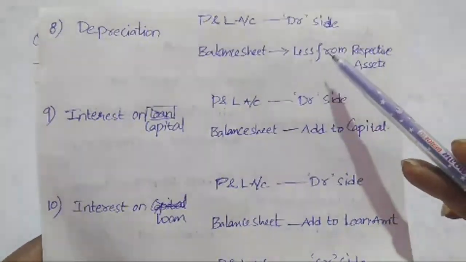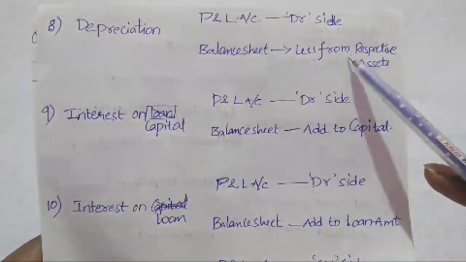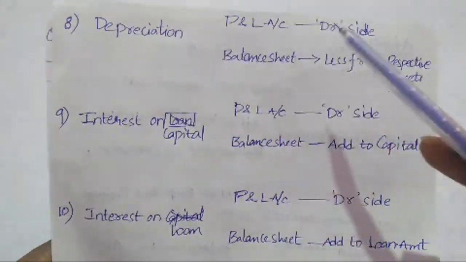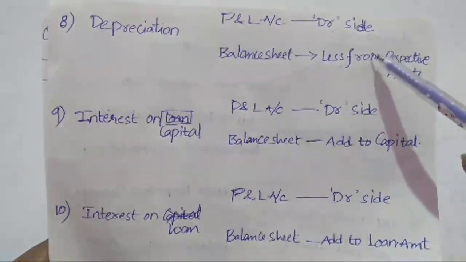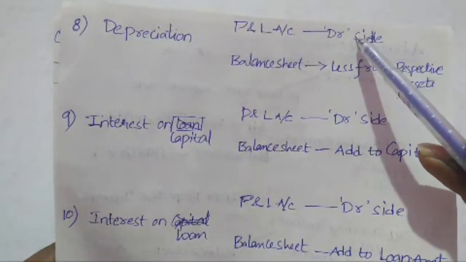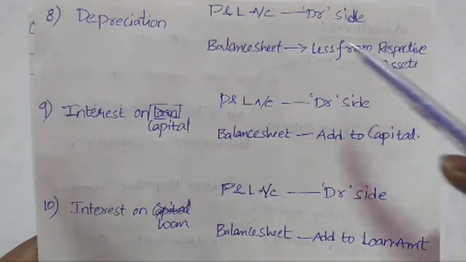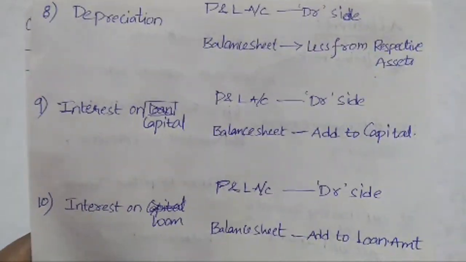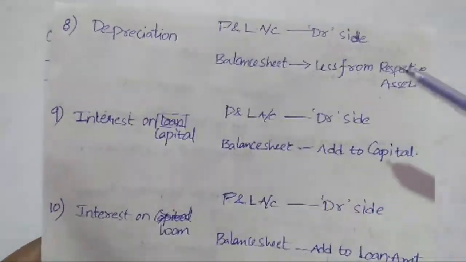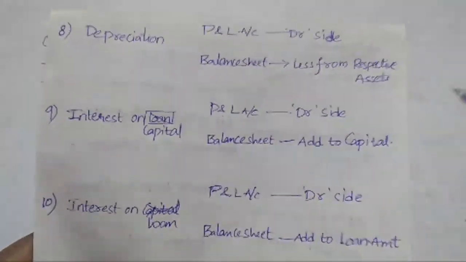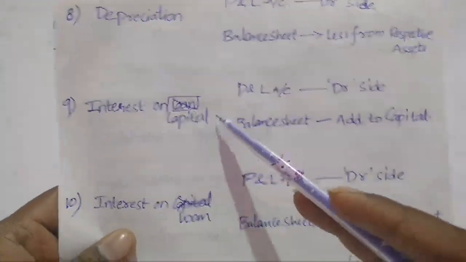Okay. Next, depreciation, balance sheet, asset side, less from respective asset. Suppose it is given as depreciation on machinery. If depreciation on machinery is given, write the depreciation amount in the profit and loss account debit side, and then in the balance sheet, deduct the calculated depreciation amount from the machinery, that is the respective asset. Simple thing. If depreciation on furniture is given, deduct depreciation amount from the furniture. If depreciation on any other asset is given, deduct from the respective assets. That is it. Next one is interest on capital.